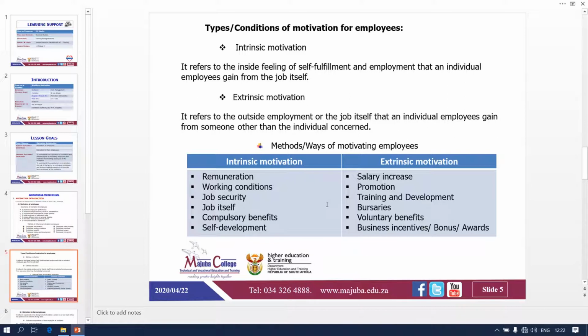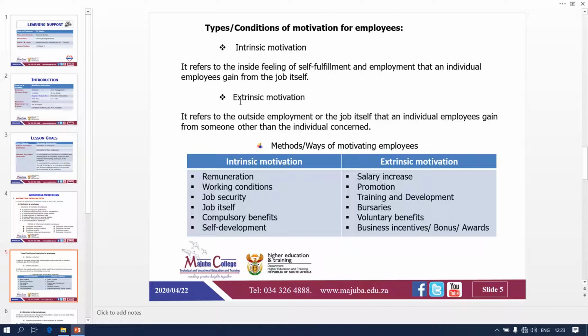Now, let's look at the types of motivation that happen within the person. The first one we call intrinsic motivation. The second one is extrinsic motivation. The first one refers to the inside feeling of self-fulfillment and enjoyment that an individual employee gains from the job itself. So this one is inside the individual. In most cases, you'll find this motivation is already there, built inside the person. It always motivates a person.